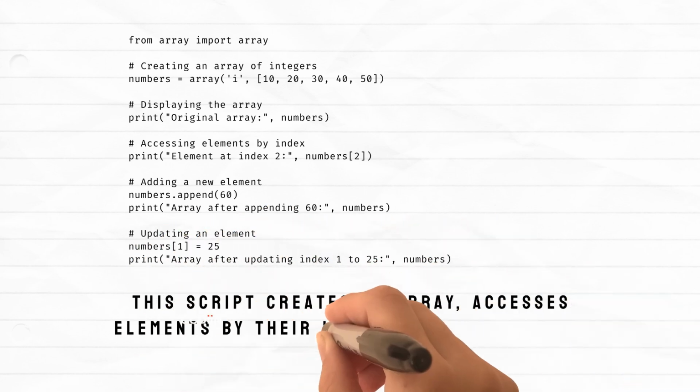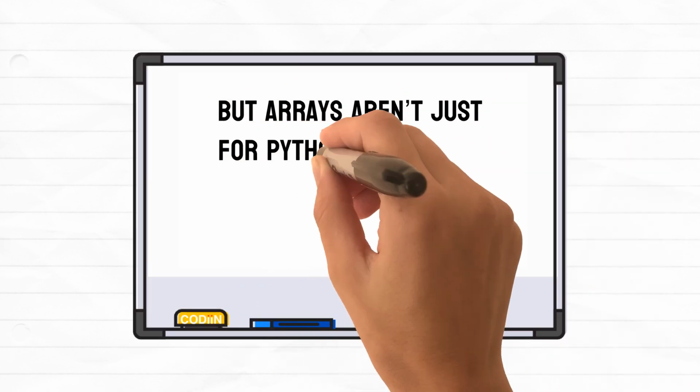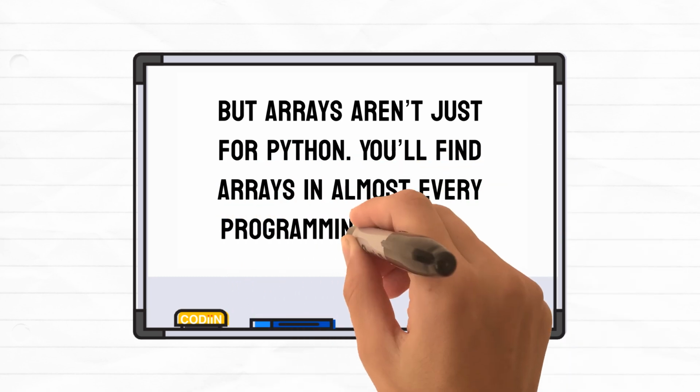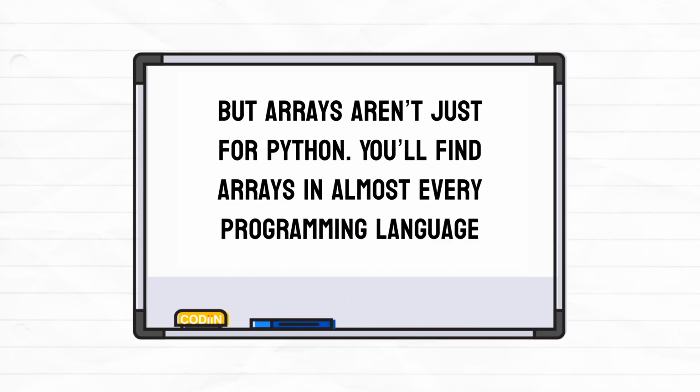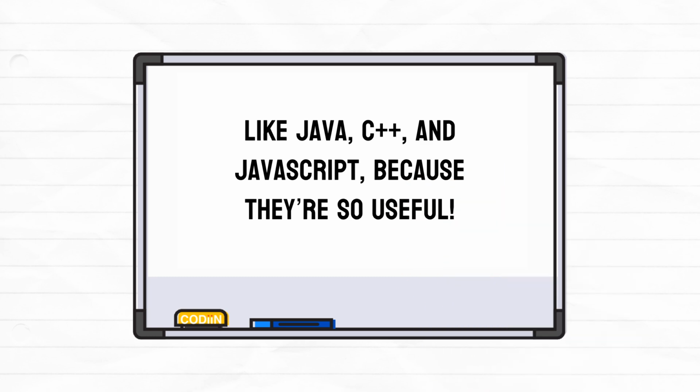This script creates an array, accesses elements by their index, and even updates and adds new items. Pretty cool, right? But arrays aren't just for Python. You'll find arrays in almost every programming language, like Java, C++, and JavaScript, because they're so useful.